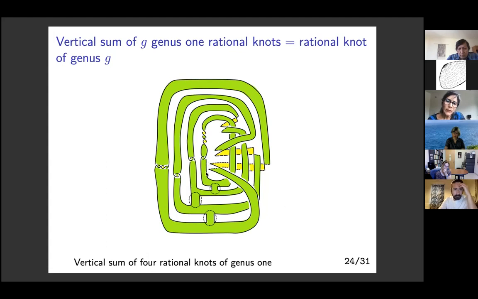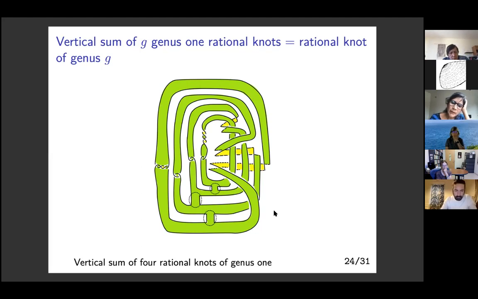So in this picture, you can see 4 genus 1 rational knots. Try to picture this product region, and each genus 1 rational knot is accommodated in this concentric way. And so here we take 4 genus 1 rational knots, and then we perform a vertical sum. This very concrete vertical sum is just adding this trivial band between each two consecutive rational knots.